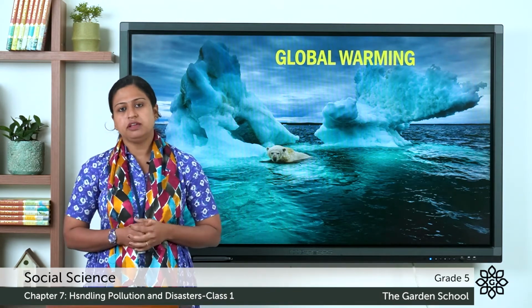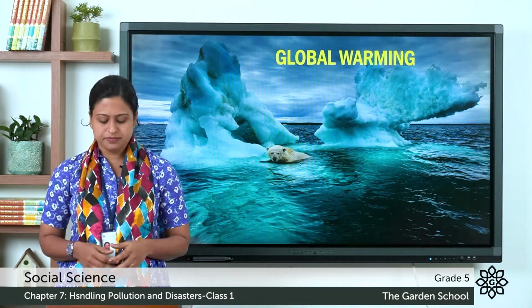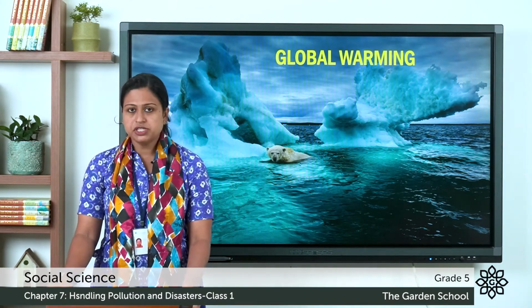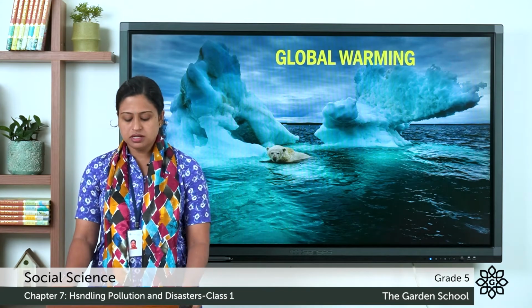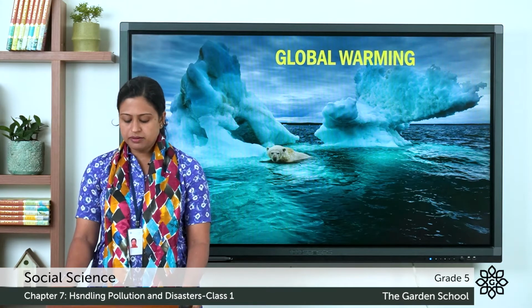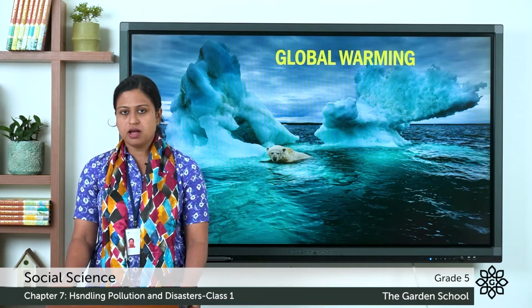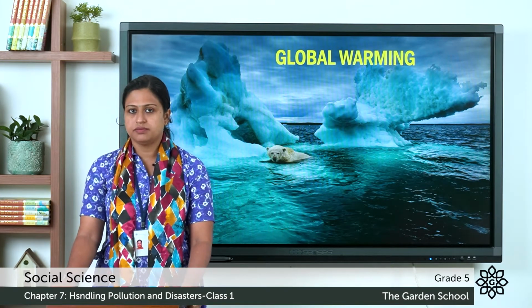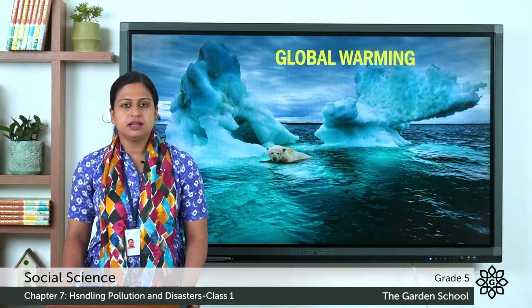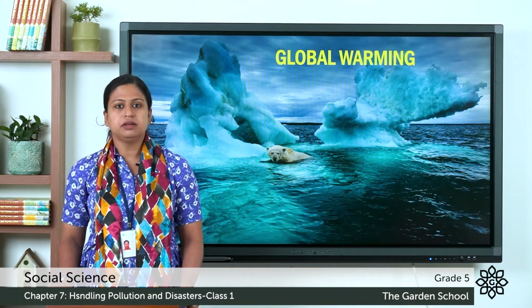So instead of deforestation, we should plant more and more trees. Now here on page number 53, you can see a question. The question is, tell your elbow partner 2 things that you will do to make your surroundings pollution free and safe from disaster. You have to write the answer in your notebook with proper date and chapter number.